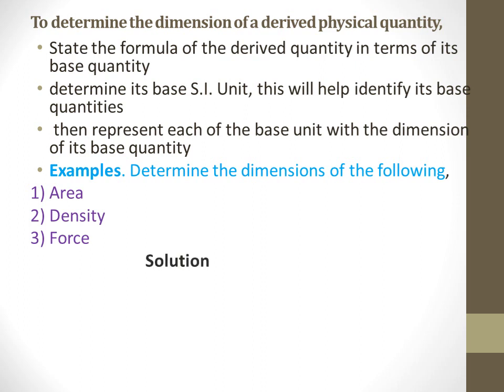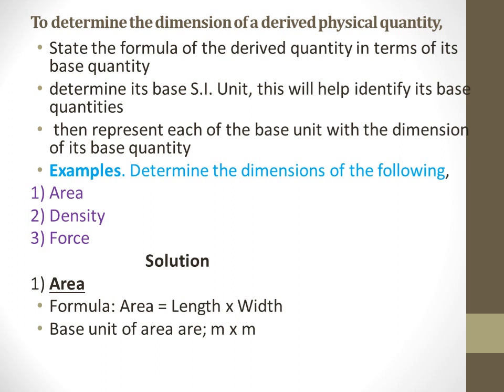How can we determine the dimensions of area? The first thing we are told is to state the formula of area. What's the formula? Length times width. The next thing is to determine the base SI unit. So we are looking at the base SI unit of length and width. The base SI unit of area is m for length multiplied by m for width.